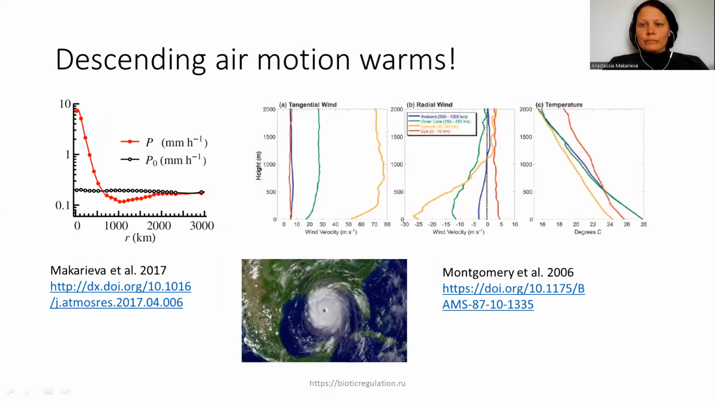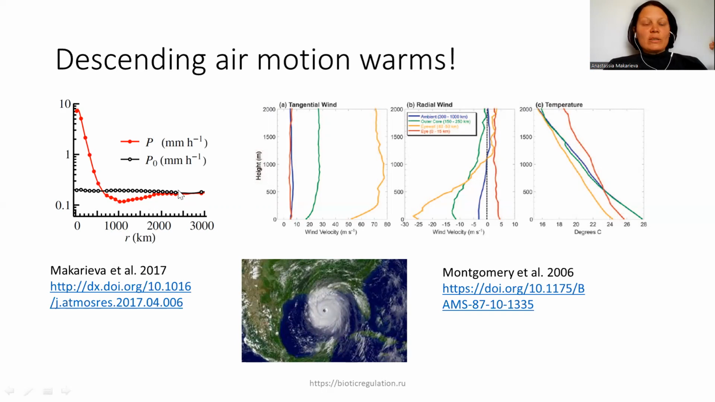So what is a hurricane? We can see this picture at the bottom of the slide. It is a relatively big area with ascending air motion with condensation, so we can see clouds, right? But at the outskirts of this core region, there is descending air motion because the air cannot just go up, it also goes down.